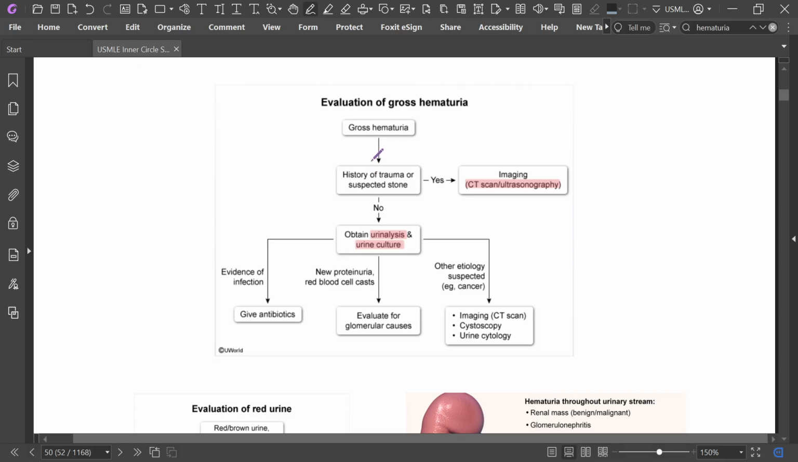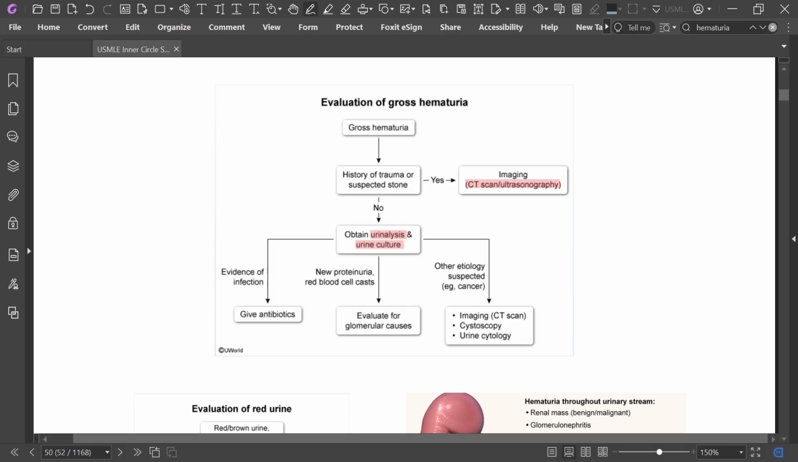Evaluation of gross hematuria. What does gross hematuria mean? Gross hematuria refers to visible presence of blood in the urine, turning it pink, red, or tea colored. It may be due to renal causes, urologic causes, or coagulopathy.